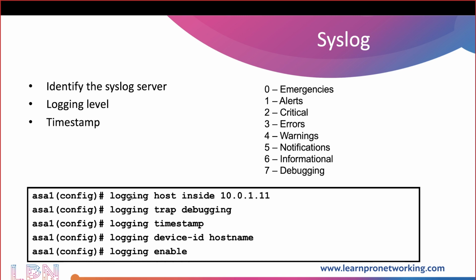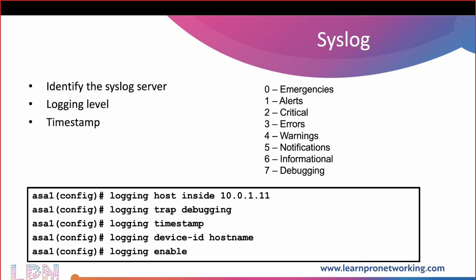Right? So I'm saying logging trap debugging, which means the 7th level, that means there are totally 8 levels, 0 to 7. The last level of logging is being used. And this means all the log categories are going to be collected and forwarded to 10.0.1.11. Is that clear?